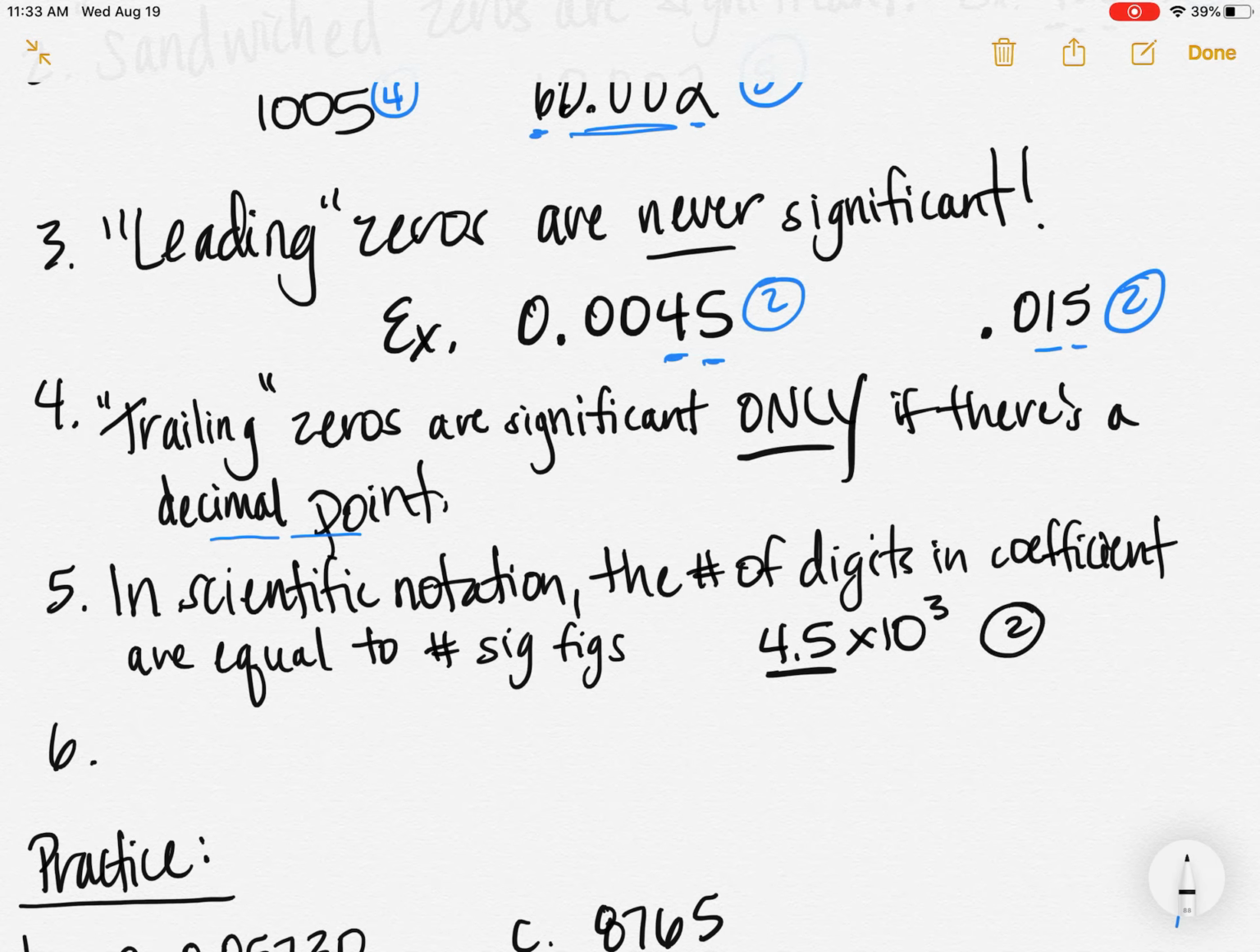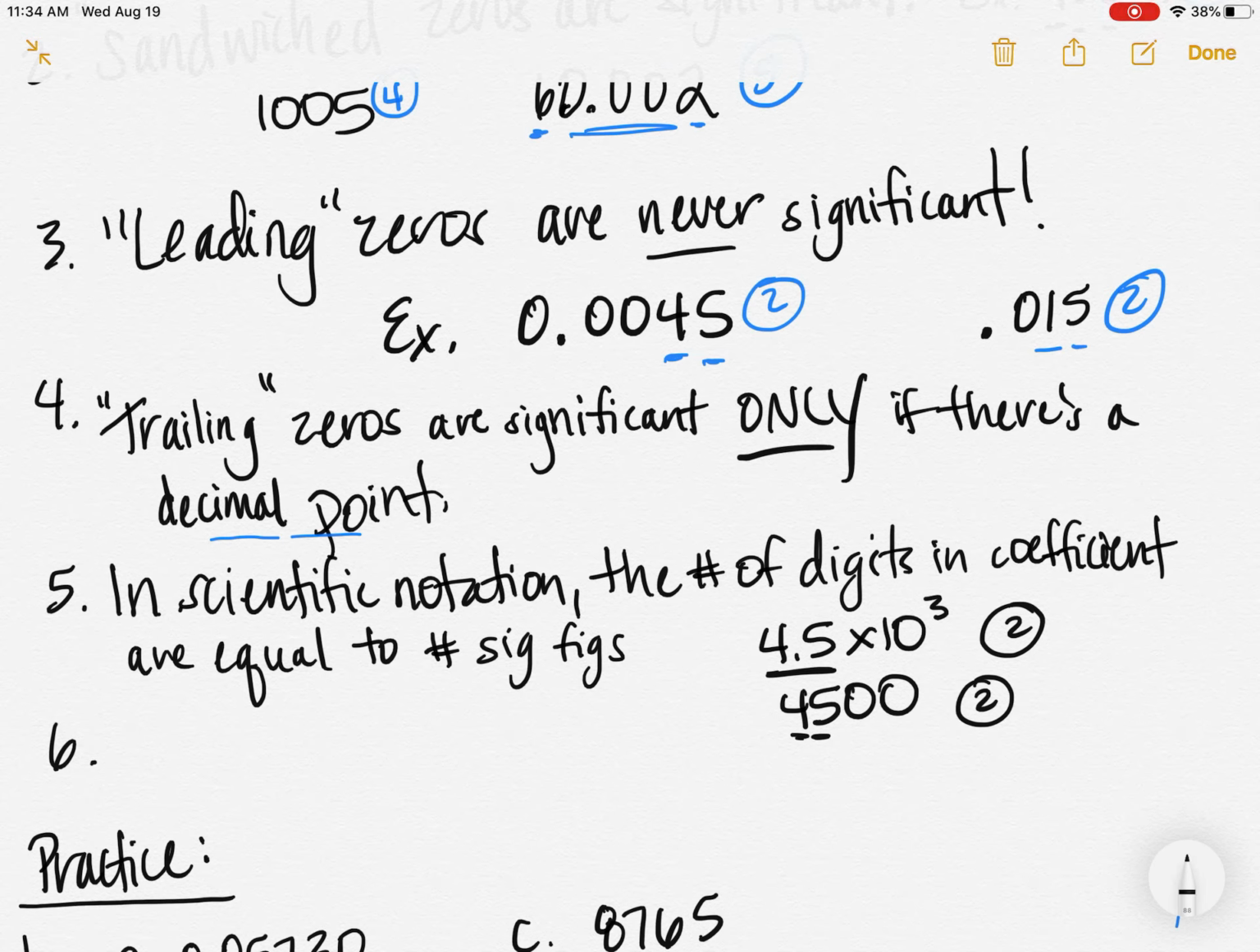I don't even have to take it out of scientific notation. I will, though, because I want to prove it. So this number regular is 4500, right? 1, 2, 3, yeah. Which, if we go with our sig figs rules that we just learned, the 4 is significant and the 5 is significant, but those 2 zeros are not significant because there's no decimal. So again, we just proved that this rule is correct.